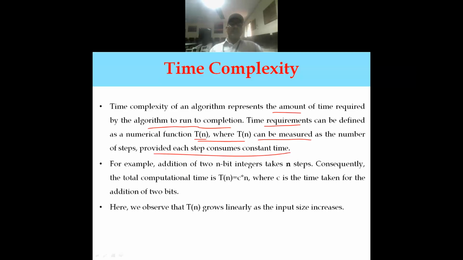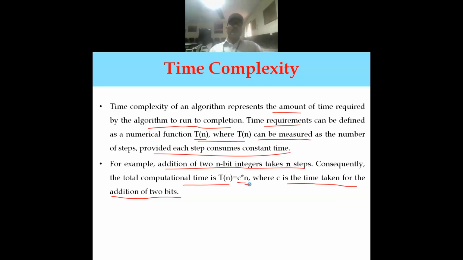For example, addition of two n-bit integers takes n steps. Consequently, the total computational time T(n) is equal to C times n, where C is the constant time taken for the addition of two bits. Here we observe that T(n) grows linearly as the input size increases.